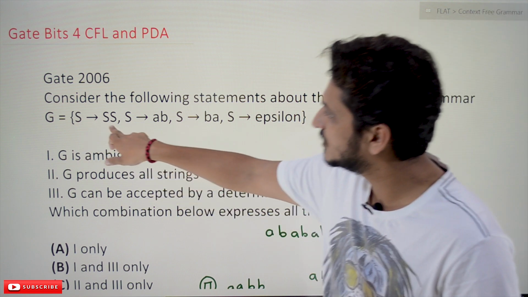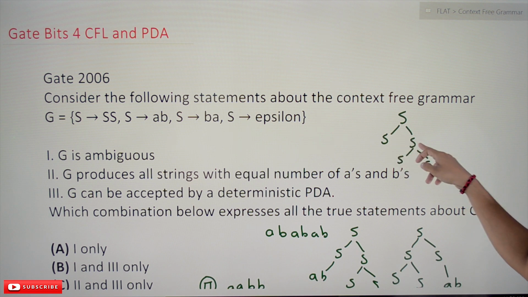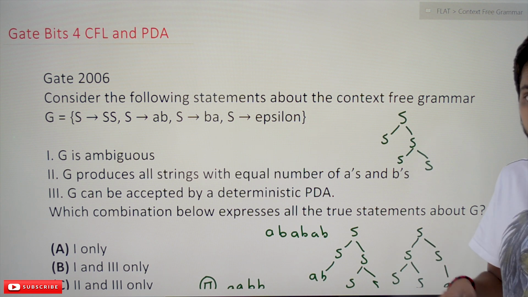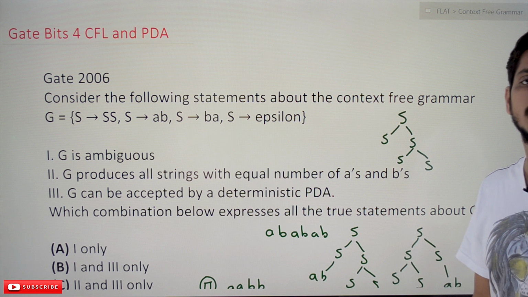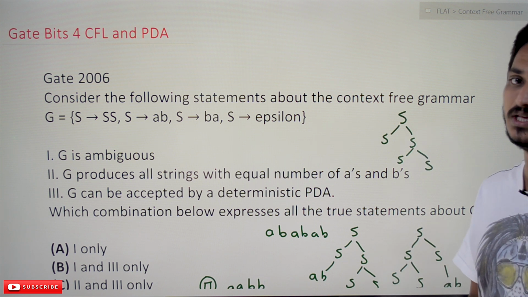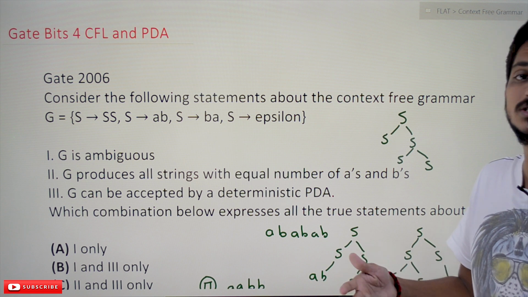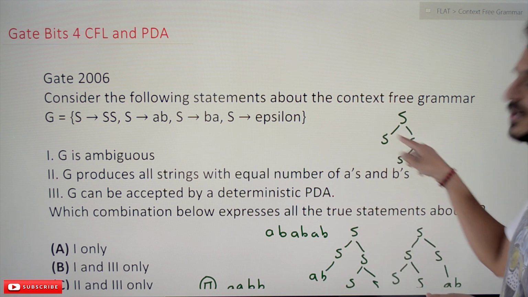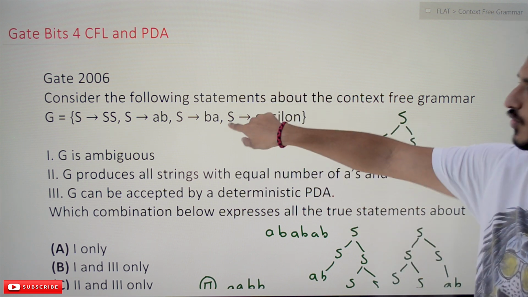And the statement S tends to SS means we can repeat S any number of times. What's the language that it is going to generate? We can generate AB, BA, AB, BA, BA, BA, AB. Anything you can generate means (AB or BA) whole star, because we can repeat this. (AB or BA) whole star, that is the language it is going to generate.